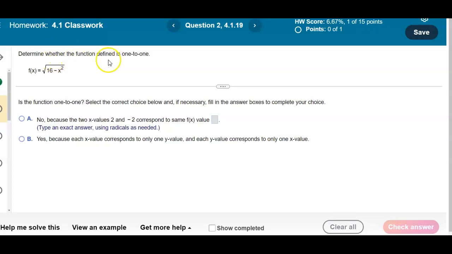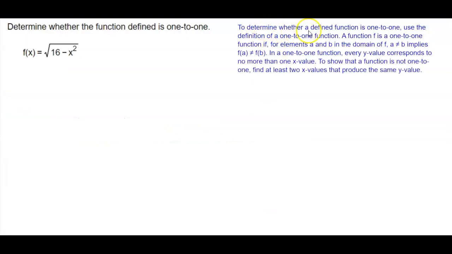Determine whether the function defined is 1 to 1. Here we have f of x equals the square root of 16 minus x squared. Okay, so to determine whether a defined function is 1 to 1, we use the definition of a 1 to 1 function.